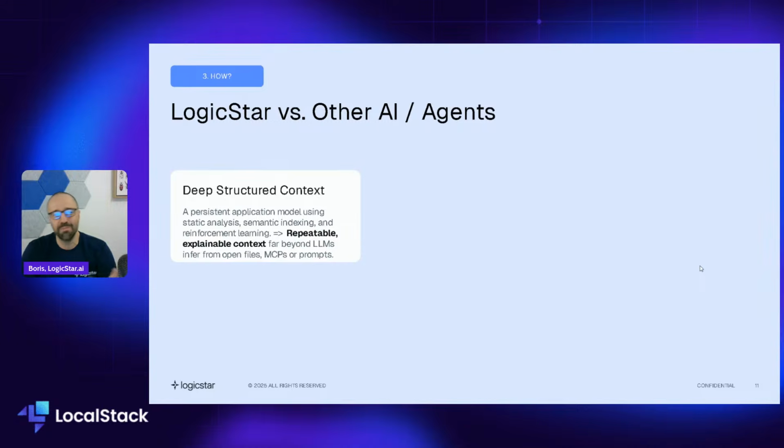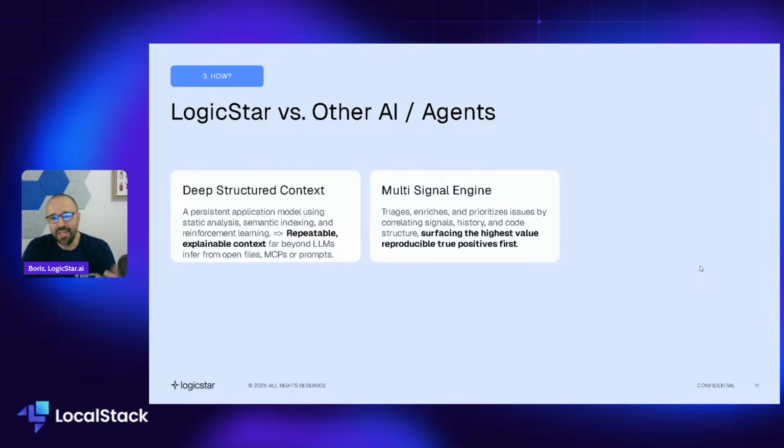There's lots of hype. Everybody's claiming, okay, we can do this, we can do this. Reality is a bit different, right? The important thing is we have a very deep and structured context, to create a repeatable and explainable context that you can restart at any single step of the process. So that's important. So you know why the problem is there, where it is, what is leading to the problem.